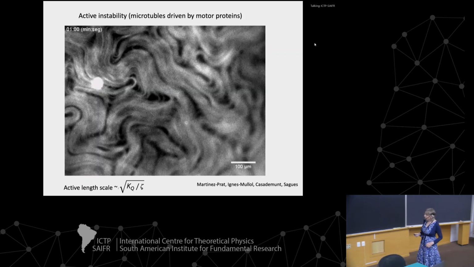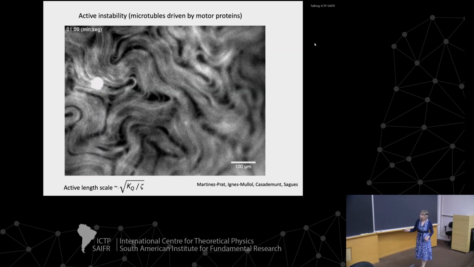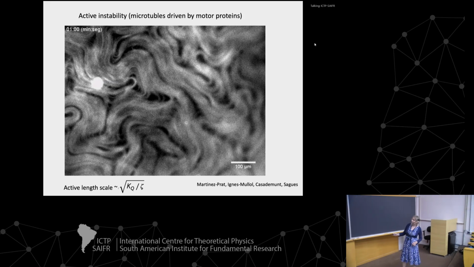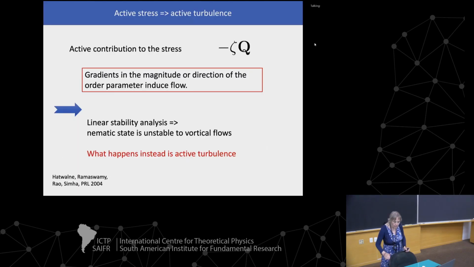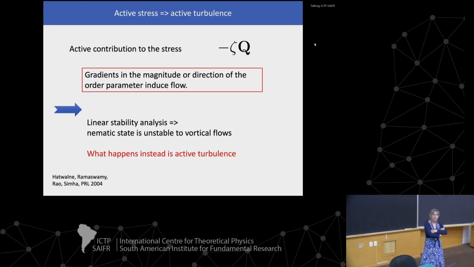The length scale of the instability, let me just say this because we'll see it again later on. The length scale of the instability is the square root of the elastic constant divided by the activity. At least in the simulations, at least in the continuum theory, it's not at all obvious what this K means in some of the experimental systems. All right, so that's how far we've got.